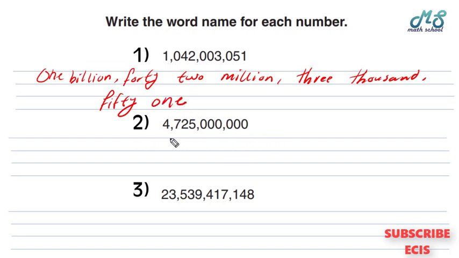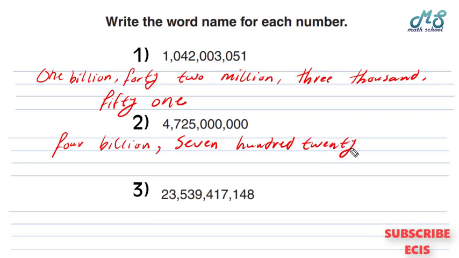How many digits do we have? We have 10 digits: 4 billion, 725 million. So you have to write in letters: 4 billion, 725 million.